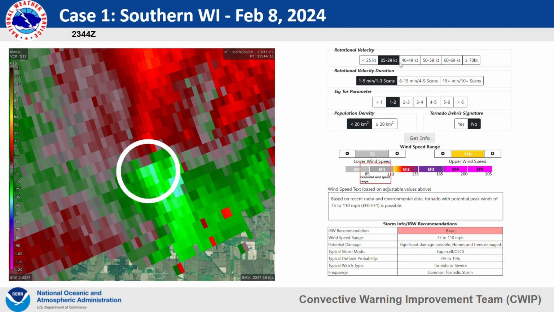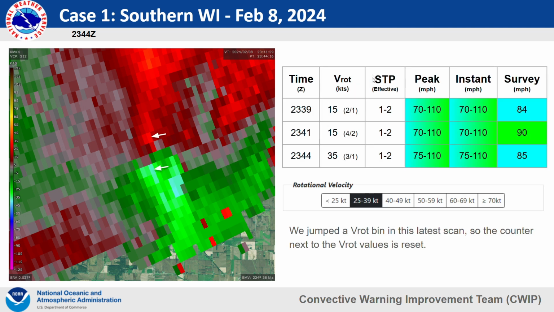So we've now jumped a bin to 25 to 39 knots with our sampled VROT value of 35 knots. And so this counter is going to get reset. 3 minutes has elapsed between 2341 and 2344Z. So that becomes the default number here for the VROT of 3 minutes, and it's the first scan. You'll notice our numbers for both the peak and instantaneous velocity have gone up. The survey results are still showing high EF0, maybe a low EF1 in the area.